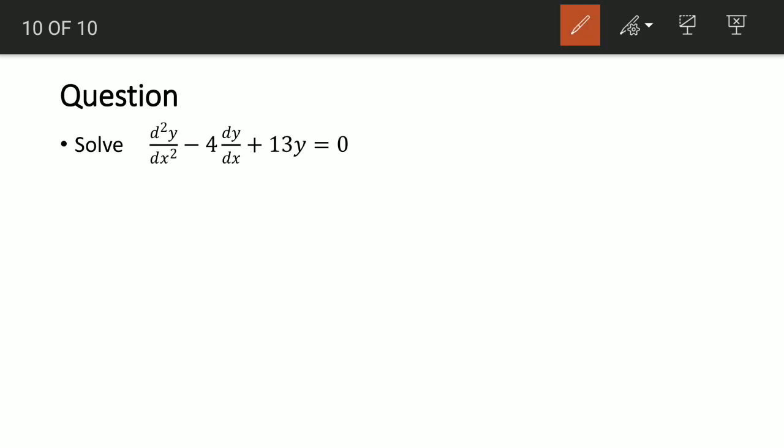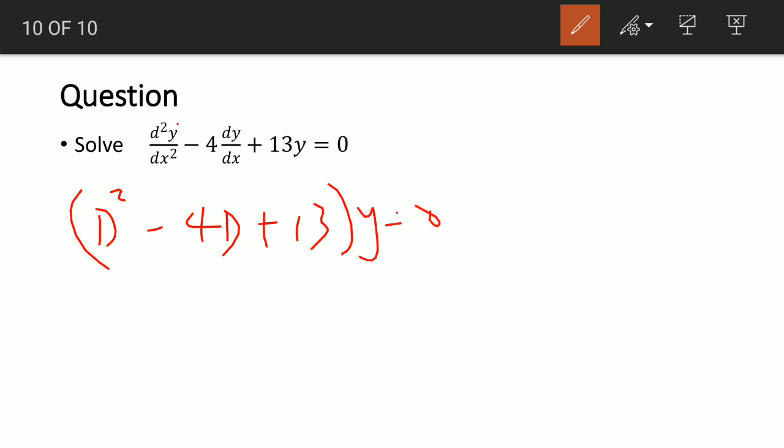Now, the equation here, we can write it as d squared minus 4d plus 13, okay, all y equal to 0. Remember, y is common here. So the characteristic equation now is going to be r squared minus 4r plus 13 equal to 0. But I look at this equation and I discovered that we cannot factorize this. That means there are no two values that will multiply to give 13 and will add to give minus 4. The only two values I know can multiply to give 13 is 1 times 13. No other two values. And there is no way 1 and 13 will add to give minus 4.